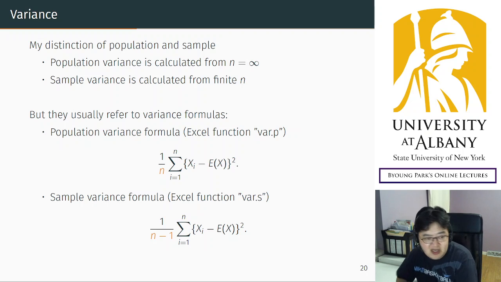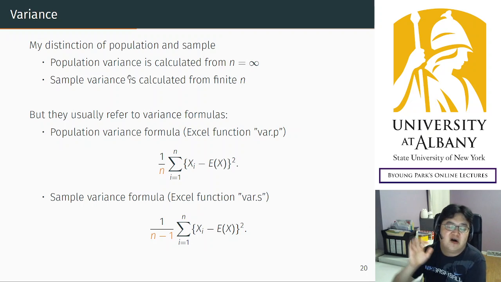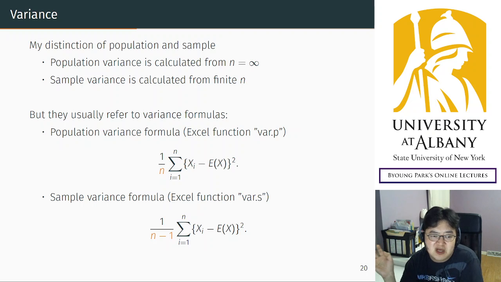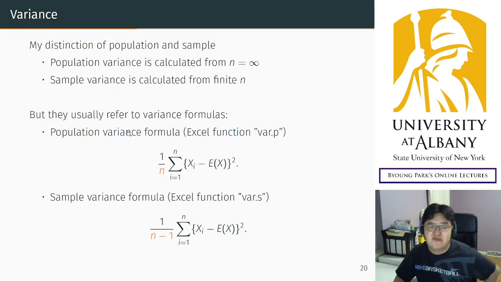However, what I don't like is that these names, population variance and sample variance, are used for different formulas. So there are two different formulas for the variance, and their names are population variance and sample variance. It has nothing to do with these two guys, right? So let me explain the formula.